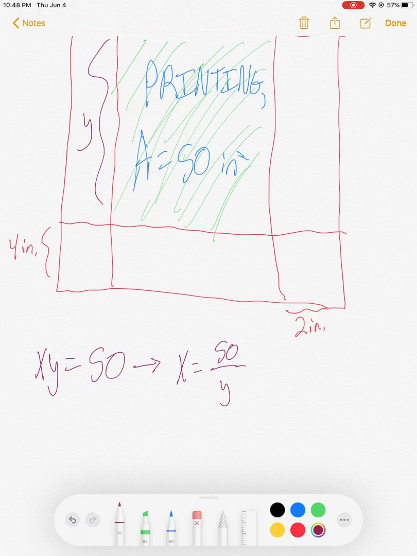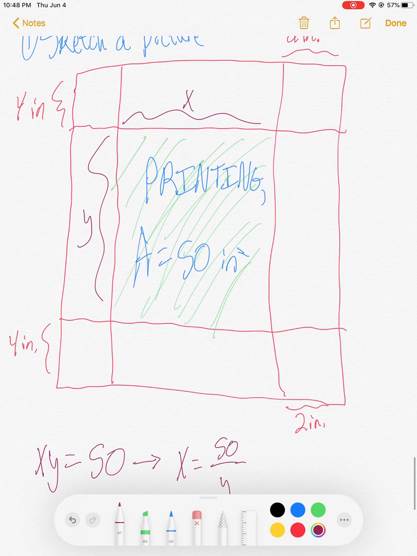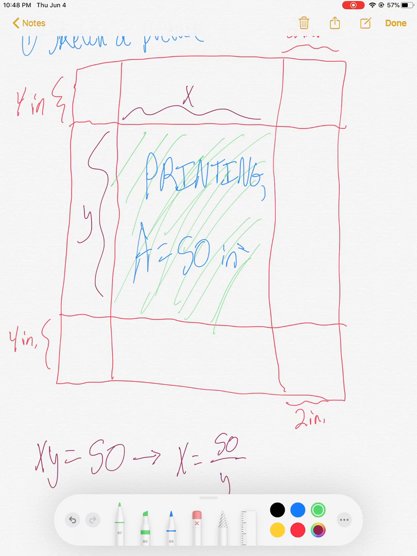I can solve this as, which way do I want to go? I suppose it doesn't really matter. I can say that x equals 50 over y.